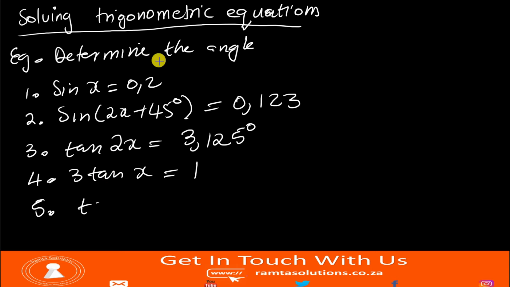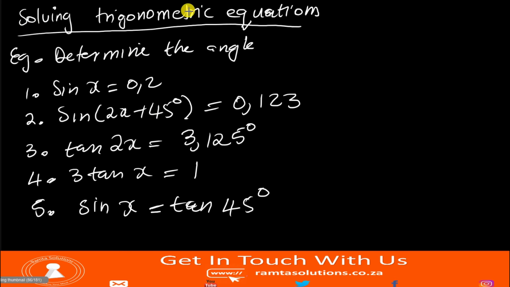And then number five, we have sine x equals tan 45 degrees. When you come to this section of your question paper, you are supposed to use a calculator, so do not stress. Now let's begin with the first one.